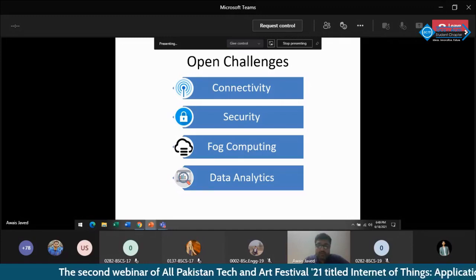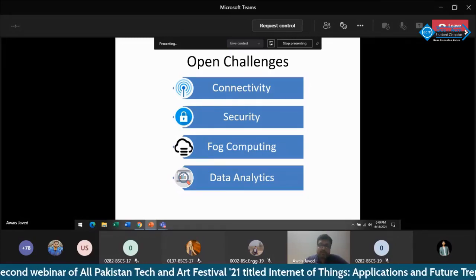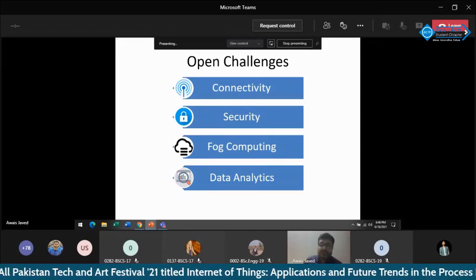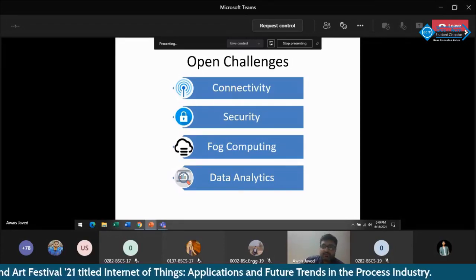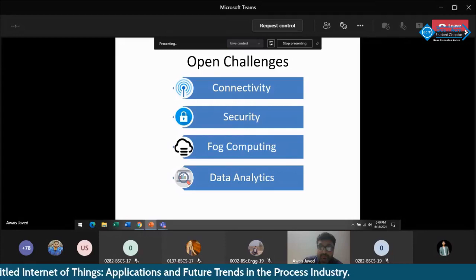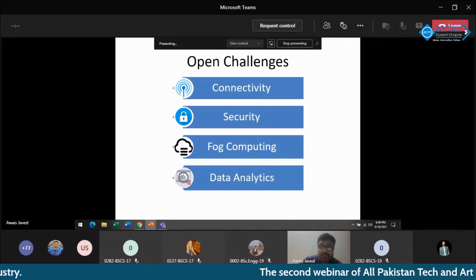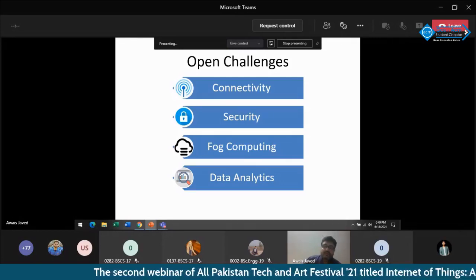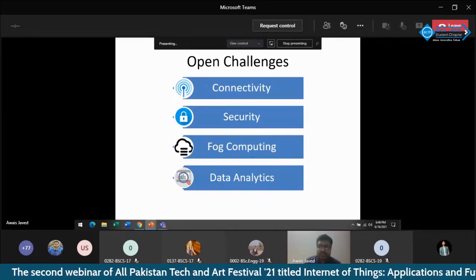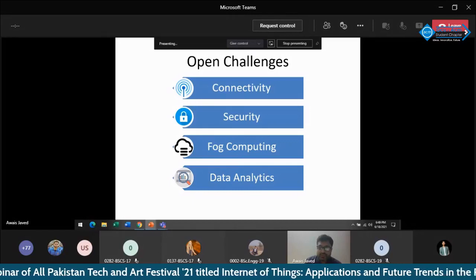Security is another challenge. You need your data to be shared in a secure manner. For that, there are some advanced cryptographic techniques, maybe based on digital signatures, and maybe even physical layer security is currently used. So advanced security techniques will be required so that your data can be shared in a secure manner.